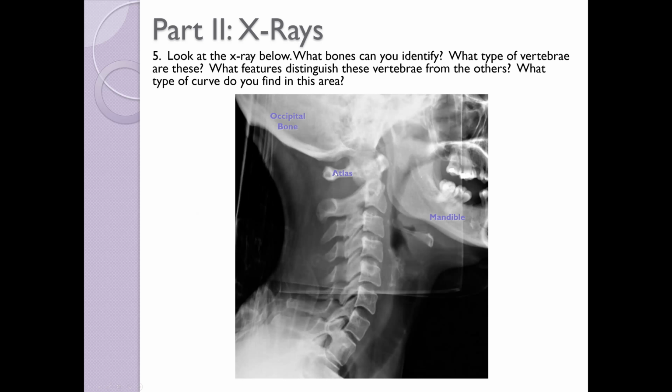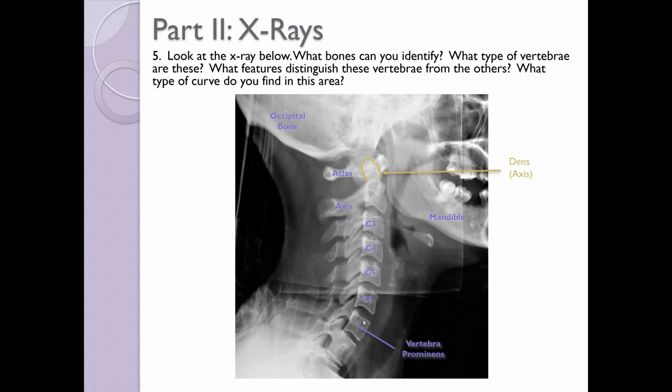Then you can see the top cervical vertebrae, which is called the atlas. Underneath that, you can see the axis, which is the 2nd cervical vertebrae. And if you look very closely, you can see the dens sticking up from the axis and forming that joint with the atlas. You can also see cervical vertebrae 3, 4, 5, and 6, so C3 through C6.